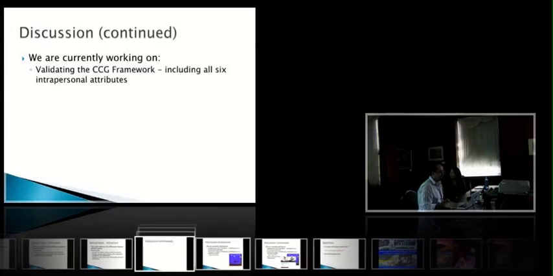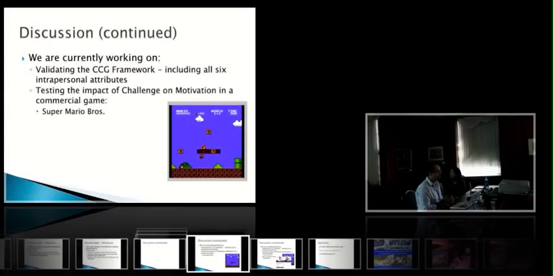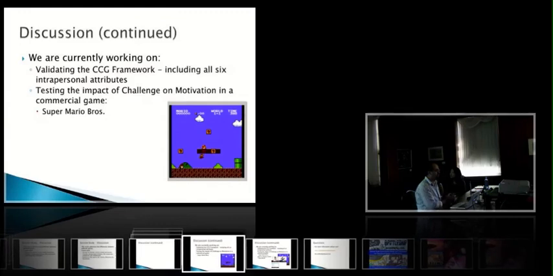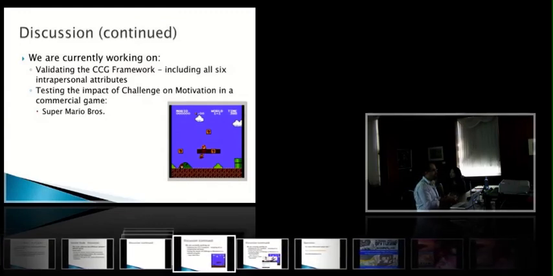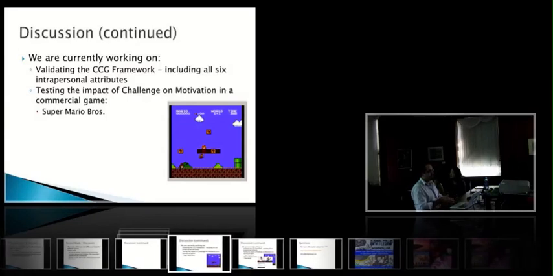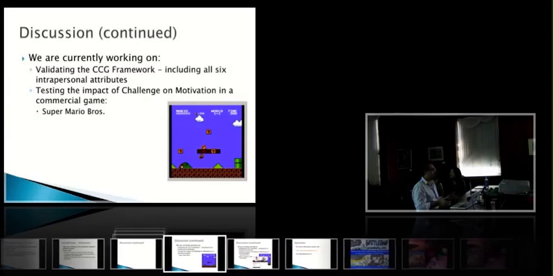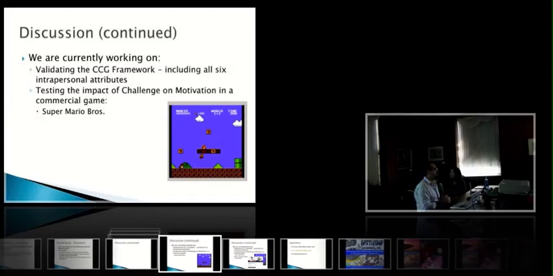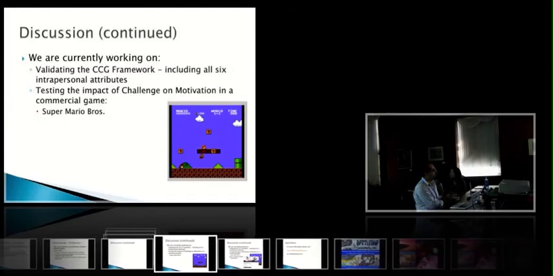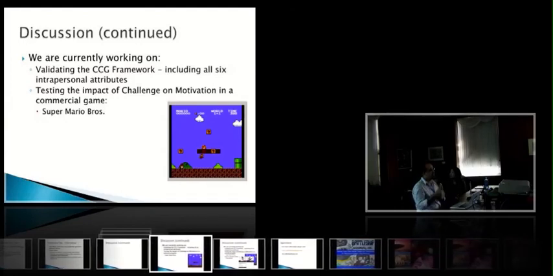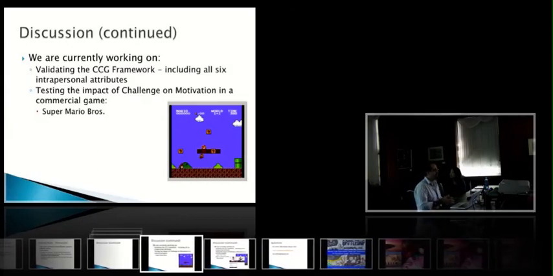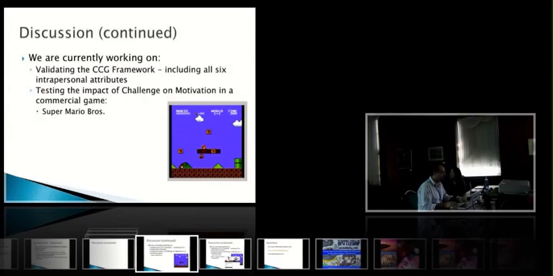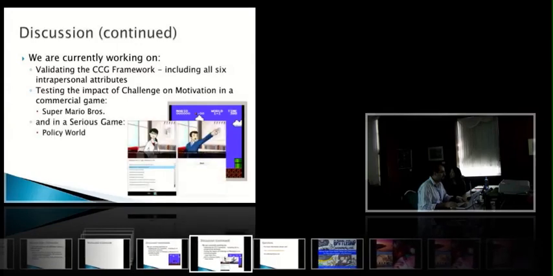Another thing we're working on is testing the impact of challenge on motivation in commercial games. So we took Super Mario Brothers and, through an emulator, changed the challenge and created 5 different versions: the base, easy, hard, harder, and easier, where we introduce more obstacles and more enemies, and then reduce the obstacles versus enemies. We're trying to find the level of motivation by changing the difficulty. That's still ongoing.